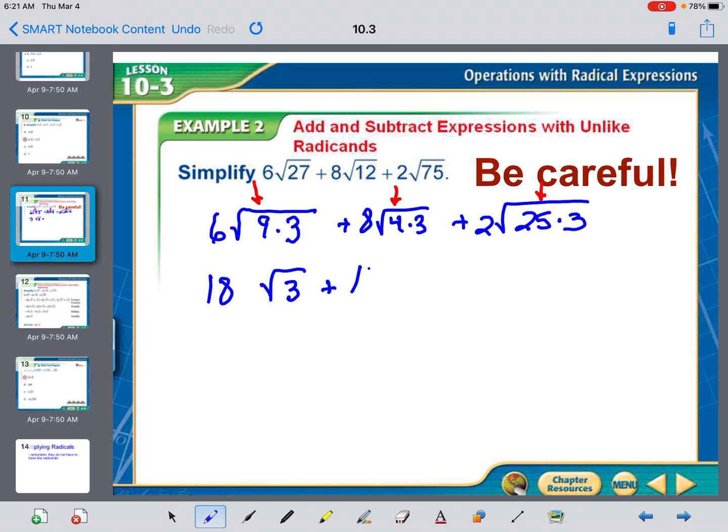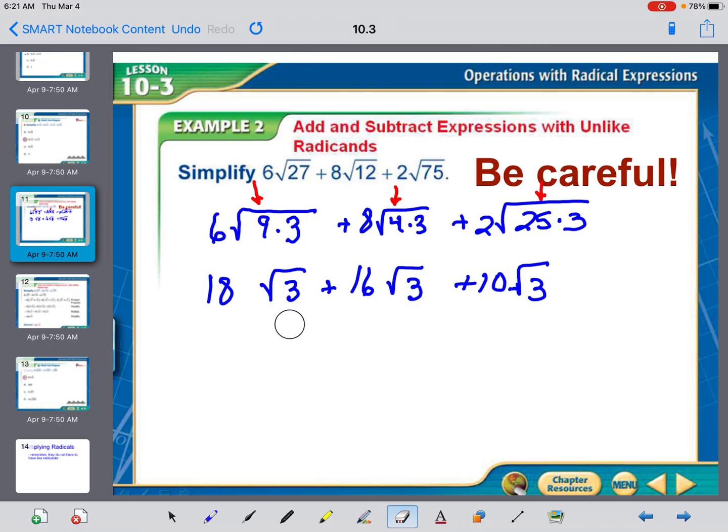The square root of 4 is 2. Put it with the 8, you get 16, because it's multiplication. We're left with the square root of 3. The square root of 25 is 5. Put it with the 2, makes 10, because it's multiplication. We're left with the square root of 3. And so we at least would need to do that in looking at simplifying radical expressions.